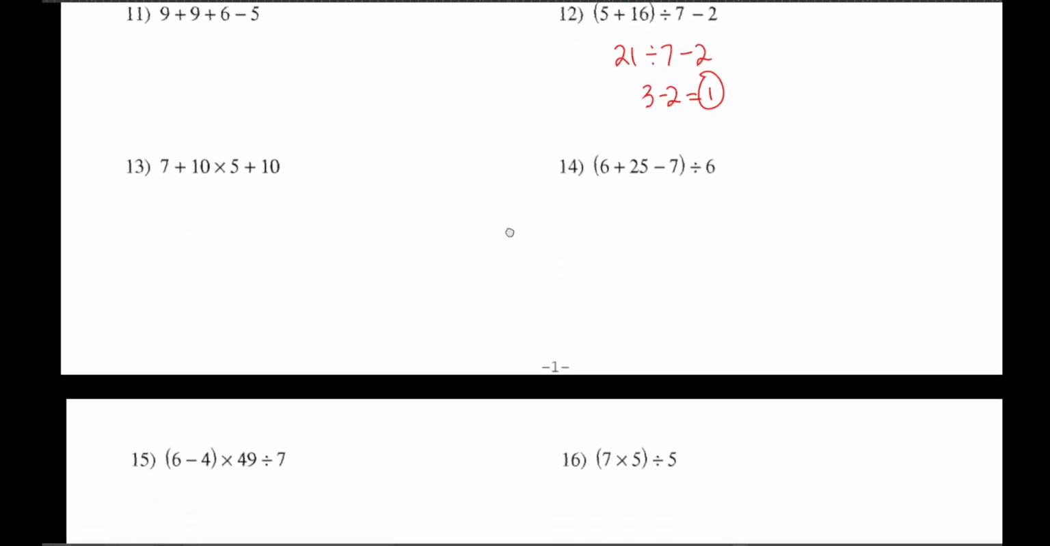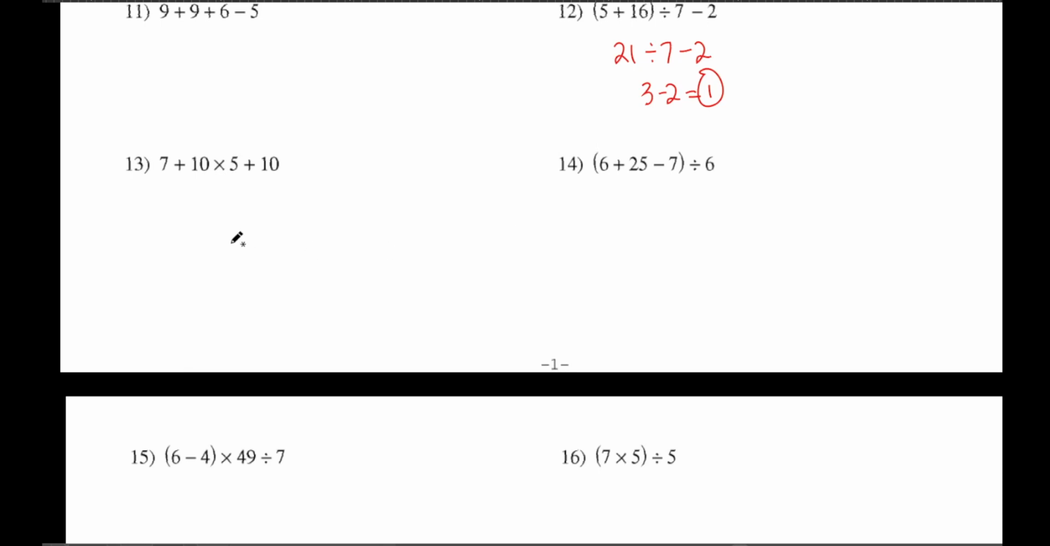13 and 14? Okay, let's do 13. Again, a common mistake would be looking at this and going 7 plus 10, but we don't do that. We do any multiplication first. So what's being multiplied? These two things right here. So I just put a 7, put a plus, and that's going to be a 50, and then this is going to be a 10.